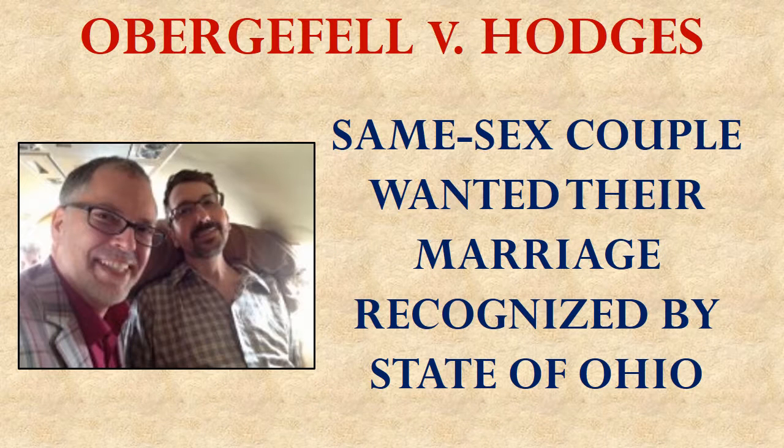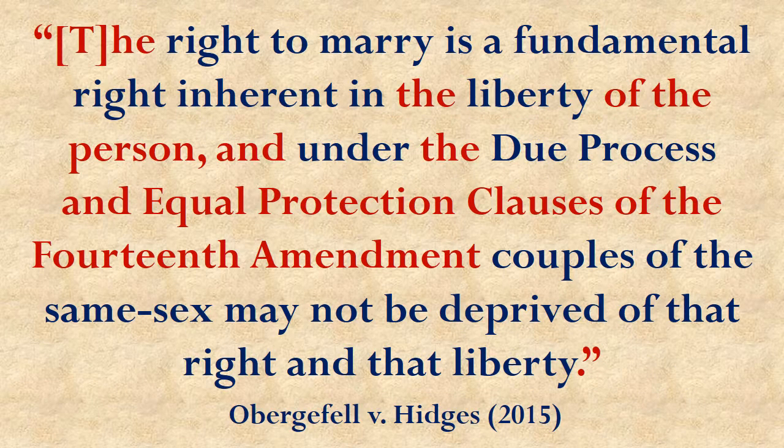Okay, the last example of how the Supreme Court uses its power of non-textual substantive due process to create new rights is the case of Obergefell versus Hodges. This is a case where a same-sex couple wanted their marriage recognized by the state of Ohio where they lived, and they took their case over to the United States Supreme Court. In the case, the United States Supreme Court determined that, in their opinion, there's a fundamental right to marry found in that word liberty in the Due Process Clause of the 14th Amendment, which then requires states to recognize the same-sex marriages of couples like this.